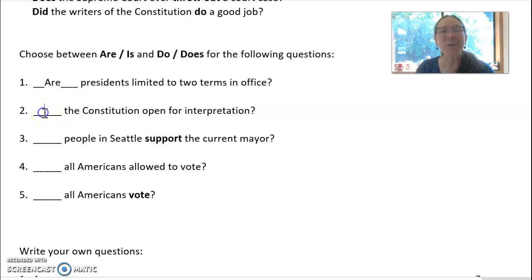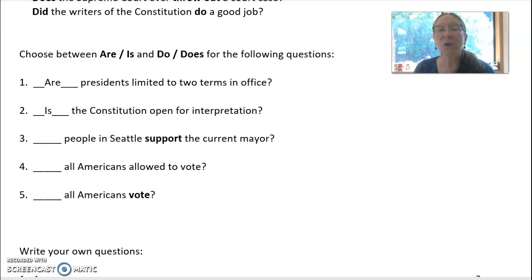All right, for number 2, the Constitution open for interpretation. The Constitution is singular, so we're going to be deciding between is and does. Is the Constitution open for interpretation? Does the Constitution open for interpretation? I don't see a base form in this part of the question, so we're going to use is. Is the Constitution open for interpretation? All right, how are you doing? 2 for 2?